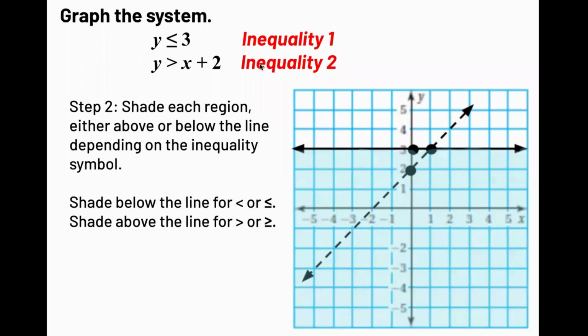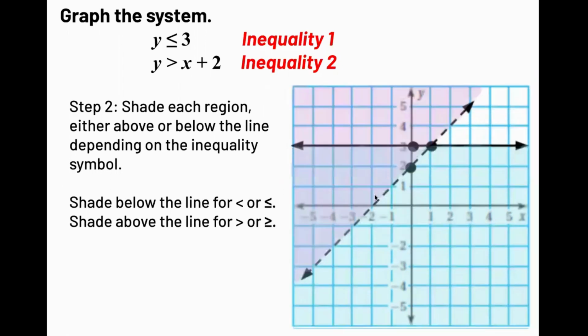And I recommend that you do each of your shadings with 2 different colors so that you're able to tell which portion belongs to which line and see the overlap. So here is how your graph will look like once you've shaded in y is greater than x plus 2.